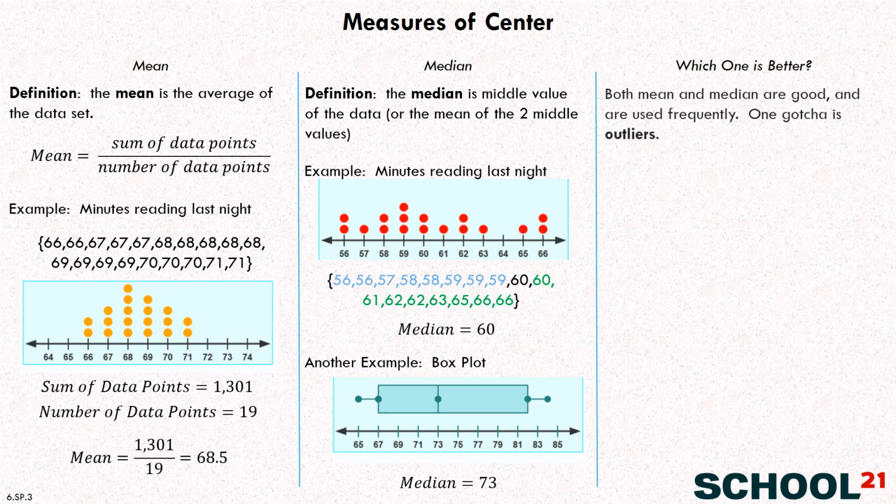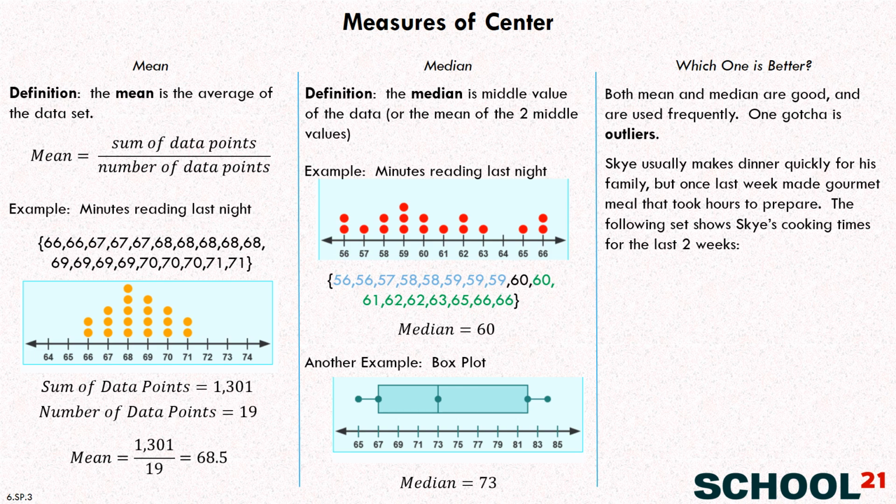Now, which one is better, mean or median? Well, both mean and median are good, and professional mathematicians and statisticians use them both. You just have to know what they mean, and you have to pay attention to some gotchas. Let me point out one gotcha here, which is outliers. Let's look at an example.